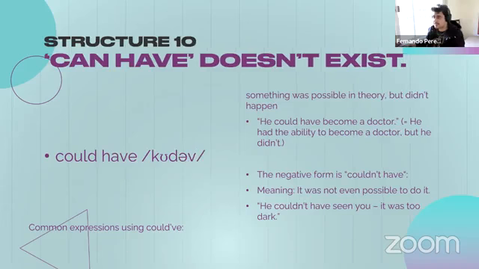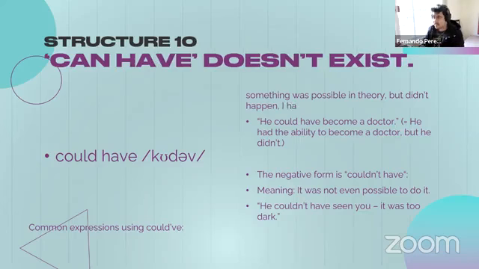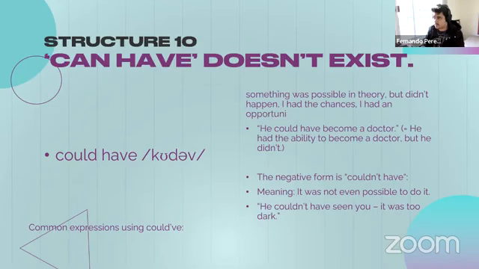I could have done that. I could have done this. I could have done that. This is talking about something that was possible in theory, but it didn't happen. I had the chances. I had an opportunity, but I didn't do it.